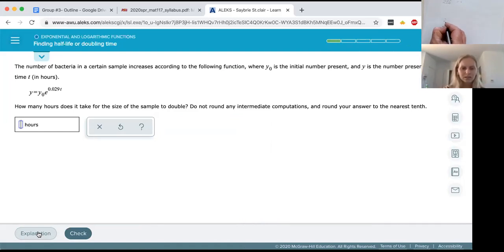So I'm going to put 2. Where does it say double? It says, how many years does it take for the size of the sample to double? Oh, okay. So that's going to be 2y0, equal y0 e to the 0.029t. So it's going to be natural log of 2 divided by 0.029. That's going to be t. So we could jump straight ahead to that if you want. Don't have to do any algebra there.